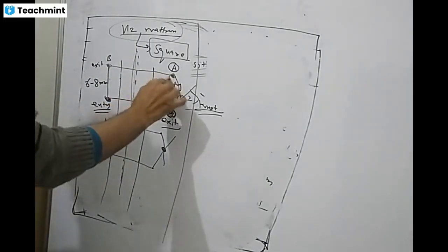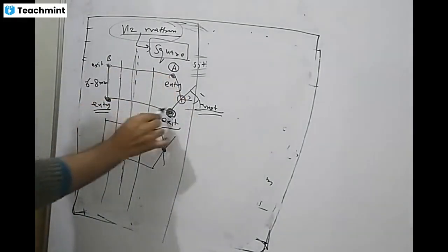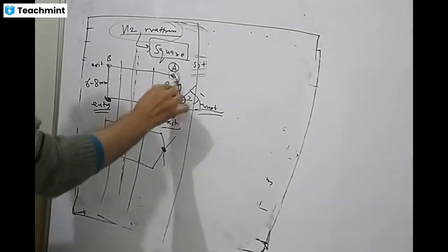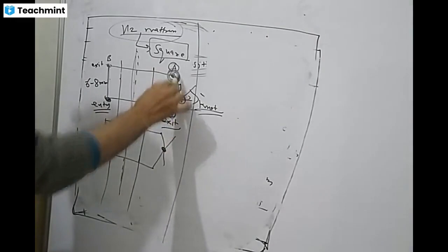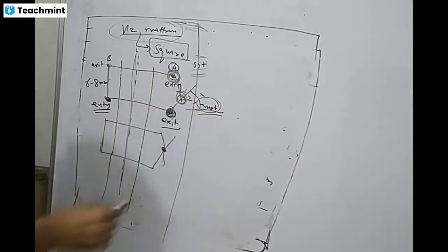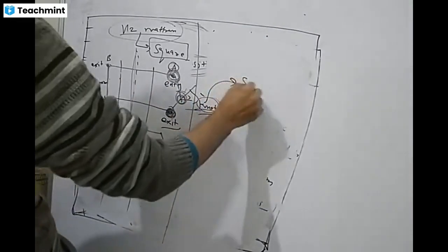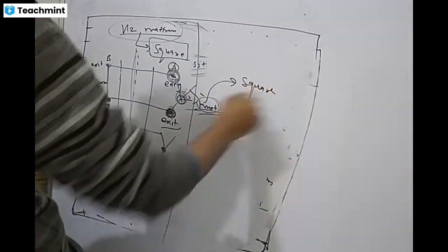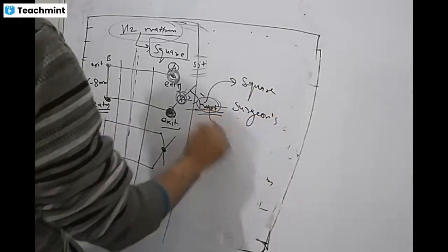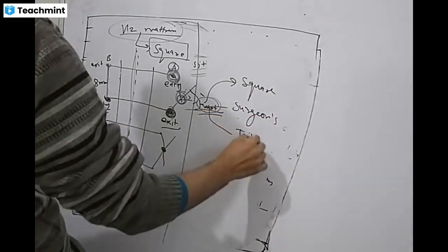So there are 4 points A, B, C, D. These are the points where your suture ends are. We tie them with the help of a knot. We will study this later. That may be your square knot, that may be your surgeon's knot, or that may be your triple knot.